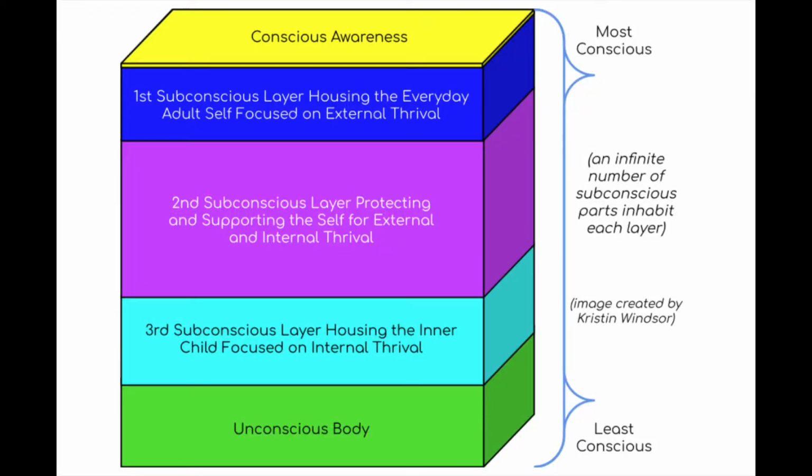Here's a diagrammatic expression of this concept with the conscious awareness closest to the first subconscious layer and the unconscious body closest to the third subconscious layer. While our conscious awareness has direct access to our everyday adult self focused on external thrival, our inner child is farthest from our conscious awareness. Beyond direct perception, the inner child is focused on internal realities and thrival and directly experiences elements of the unconscious body beyond what is immediately accessible through the conscious self.